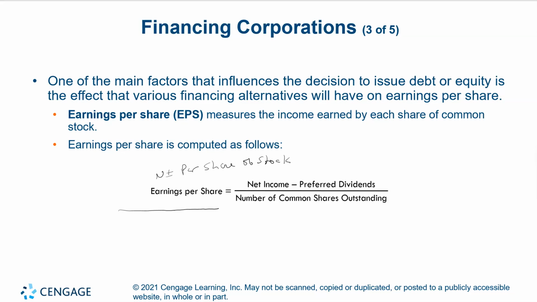Okay, so we calculate it with net income, that's what you would find on your income statement, minus preferred dividends. All right, the reason that we take out preferred dividends is because those are promised to the preferred shareholders. And this measure is for the common stockholders. So we want to only show the net income that is available to the common stockholders. And then we divide it by the number of shares outstanding, just the common shares, because this is just for common stockholders. And that will give you your earnings per share of stock.